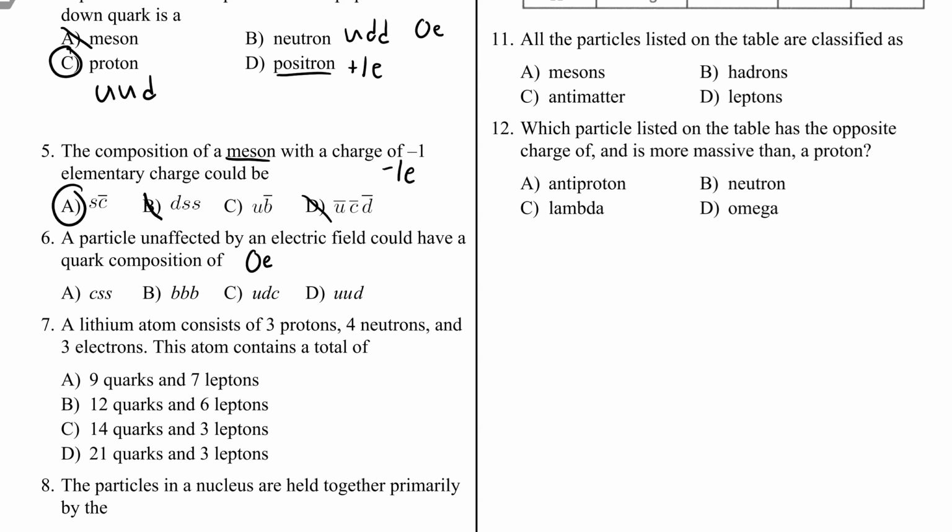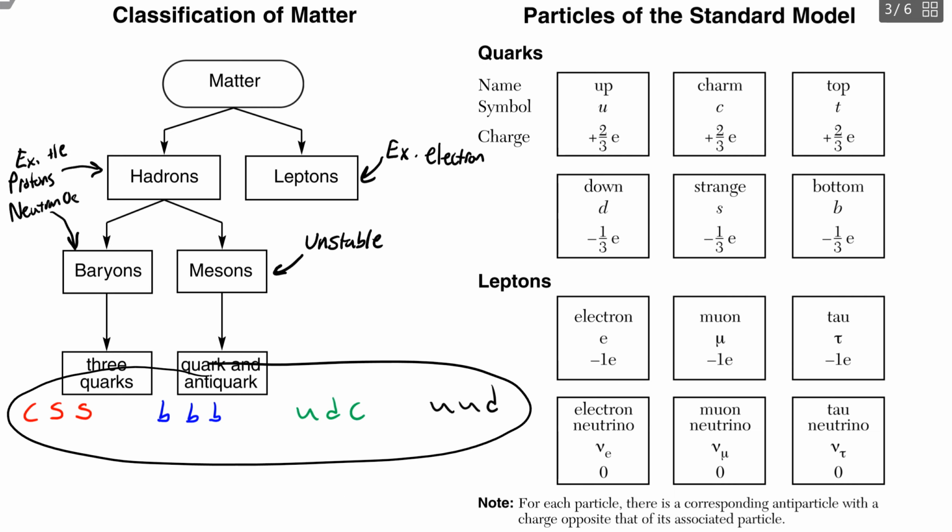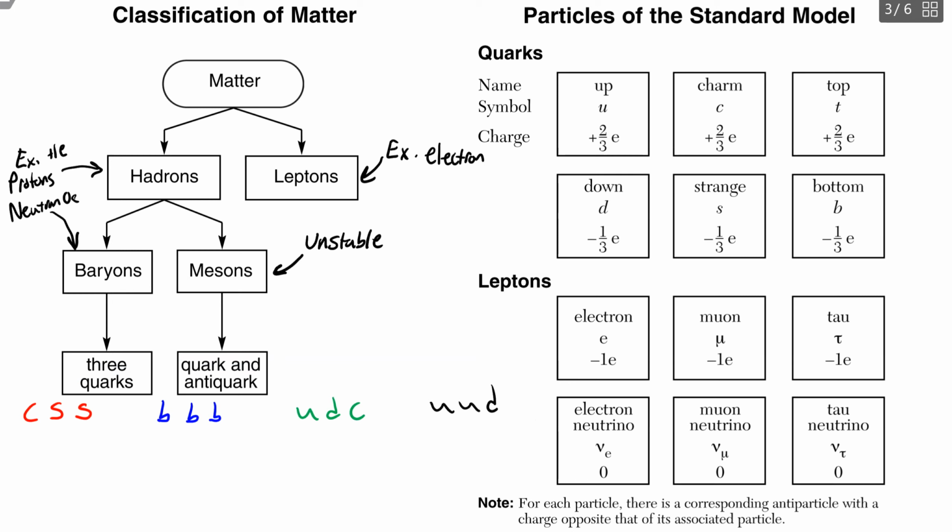Let's take a look at our table. Okay, so here are our 4 answer choices. Let's go through each one. Charm is positive 2/3. I'm going to forego the e just for sake of space.